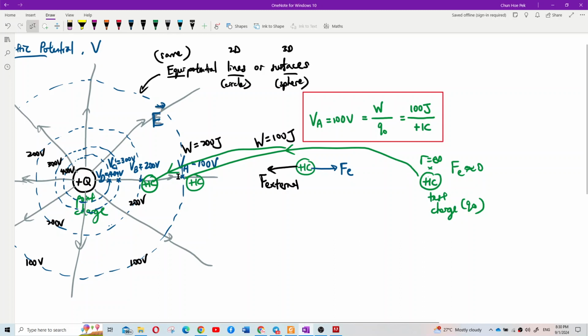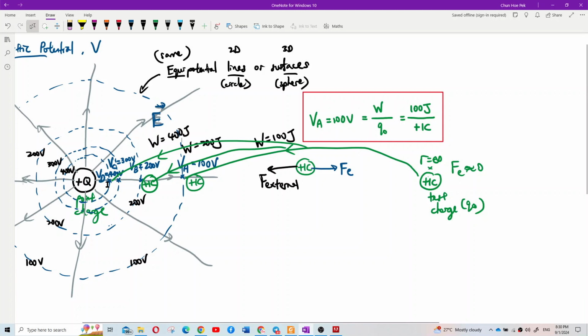What about bringing it much nearer, to point D? Bring from infinity to point D. How much work done is used, class? 400 joule. That's right. So what does it mean by potential of 400 volt at point D?